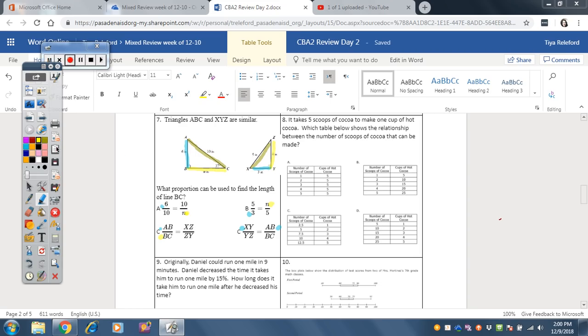ZY is 4. Okay. ZY and YZ are the same. Don't let it trick you. BC is yellow. XZ, oh, that's green. If you're not done yet, hit pause. Took me a little bit. If you are done, let's take a look.